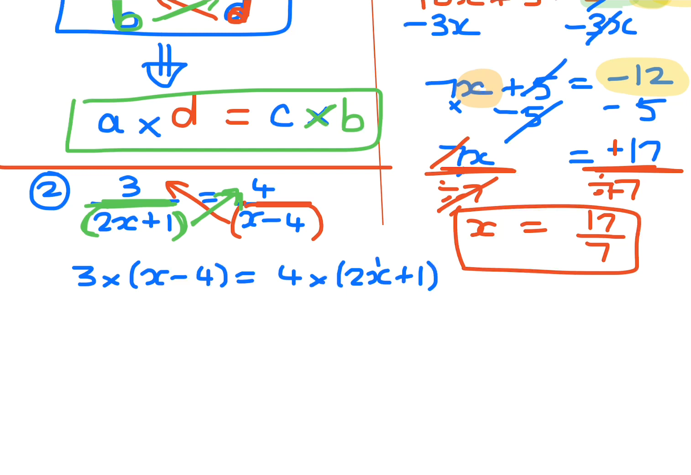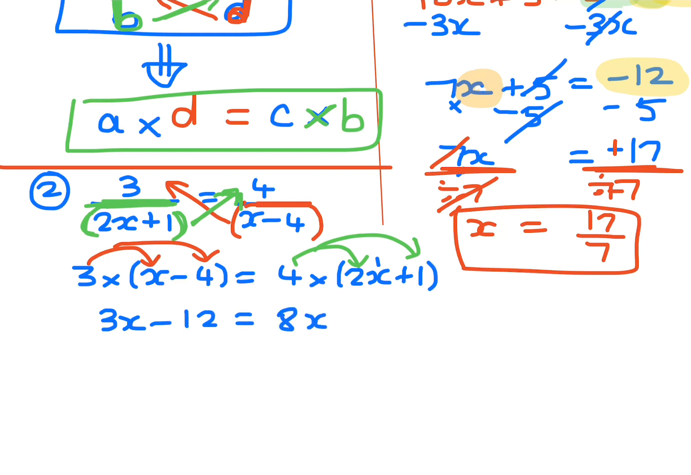So now expanding the brackets here, and expanding the other bracket. Multiply both things that are inside by what's outside. 3 times x is 3x, minus 3 times 4 is 12. 4 times 2 is 8x, plus 4 times 1 is 4. Okay, so we're now left with the situation again where we have x's on both sides.